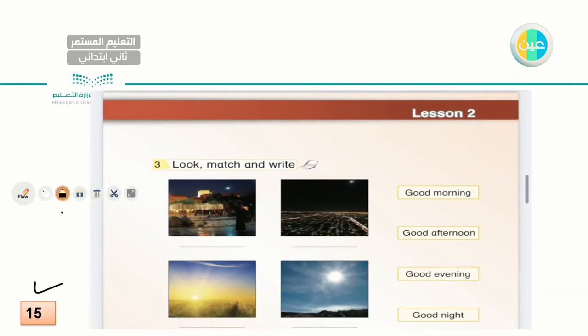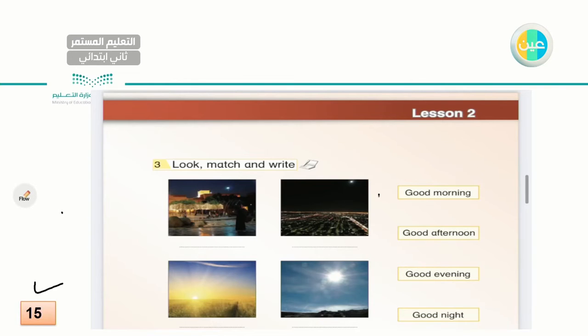Remember, we are at page 15, so look, match, and write. Okay, how many pictures do I have? I have 4 pictures, and I have 4 phrases or 4 greetings, okay? To your right, I have good morning, good afternoon, good evening, and good night. And I have 4 different pictures with 4 different times of the day, parts of the day. Let's try to link them together.